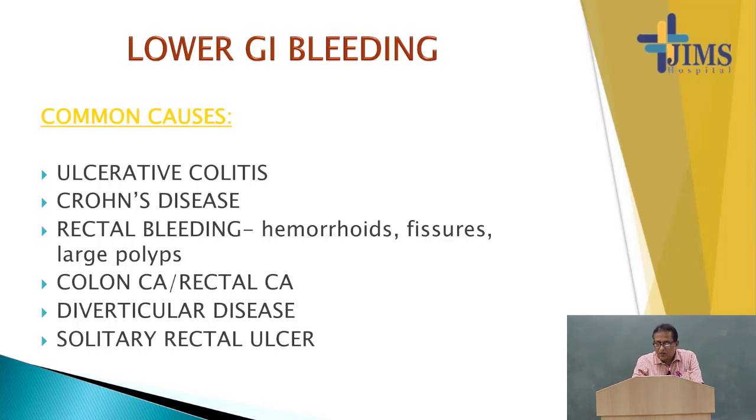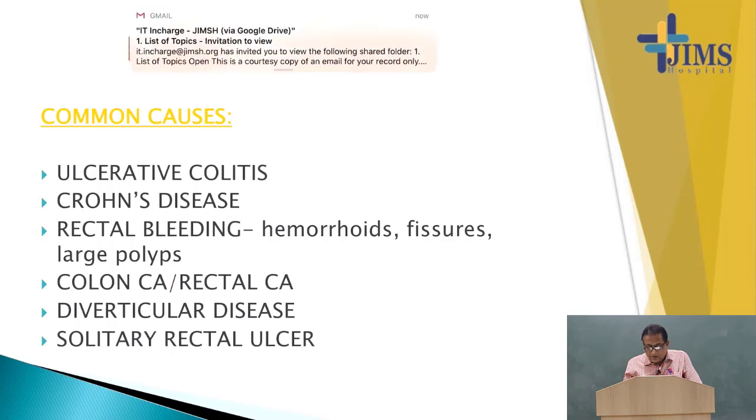In this connection, I would like to mention the lower GI bleedings. These are some of the causes just mentioned, but we will not discuss lower GI bleeding today. Common causes are ulcerative colitis and Crohn's disease, together we call inflammatory bowel disease. Then it may be due to rectal bleeding, hemorrhoids, fissures, large polyps, colonic carcinoma or rectal carcinoma, and diverticular disease or solitary rectal ulcers.